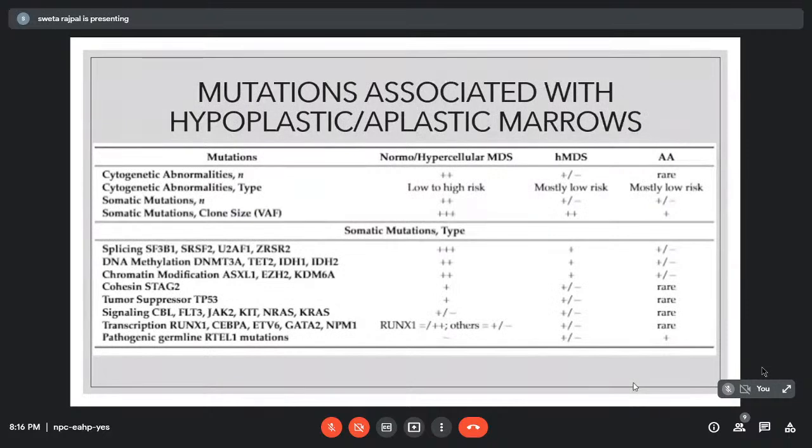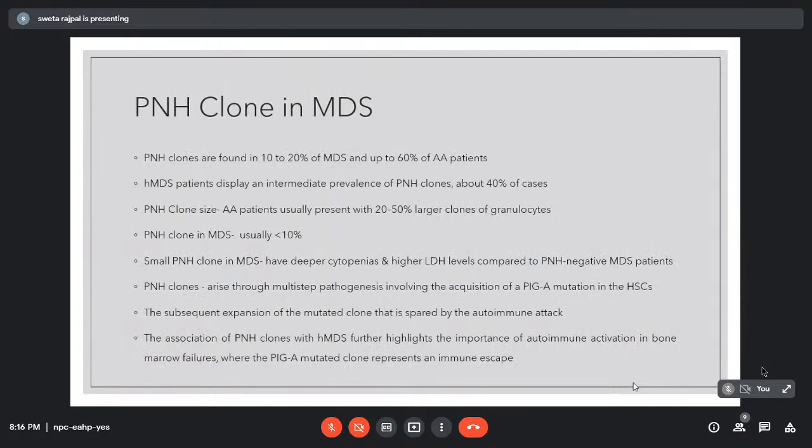And we can also see the types of mutations. As we have seen before, many types of somatic mutations can be seen in hypoplastic MDS, but the commonest mutations seen in aplastic anemia are splicing, DNA methylation or chromatin modification, though the clone size can be very small. So we can easily differentiate based on the somatic mutation data.